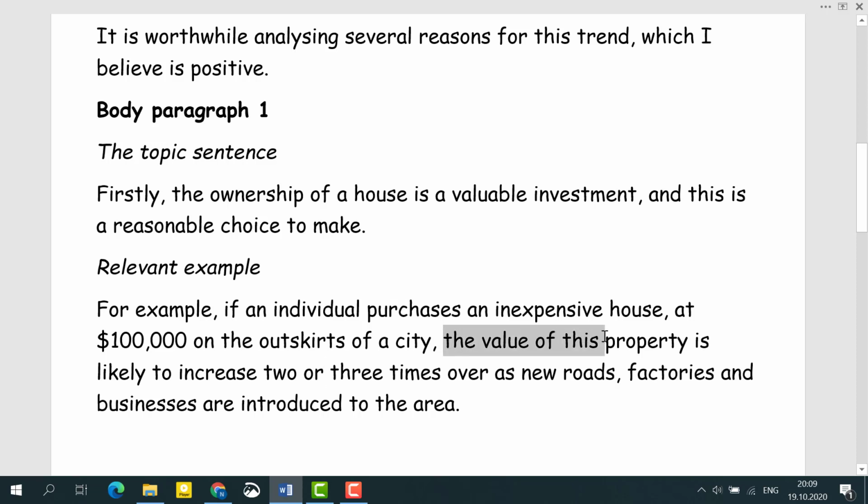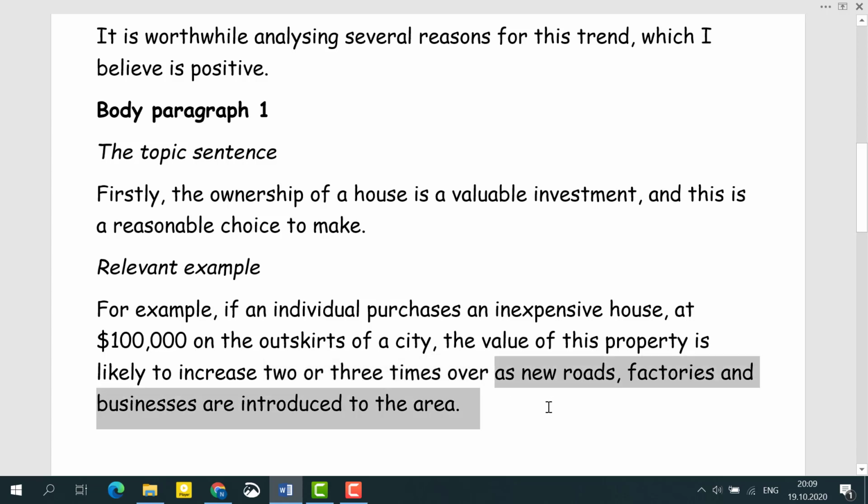Next, the value of this property, in this case, value means the price, is likely to increase. We're using is likely to when we want to make a prediction, to increase 2 or 3 times over. 2 or 3 times over means that the value might be $200,000 or even $300,000. And then the examiner again wants to know why. As new roads, factories, and businesses are introduced to the area.